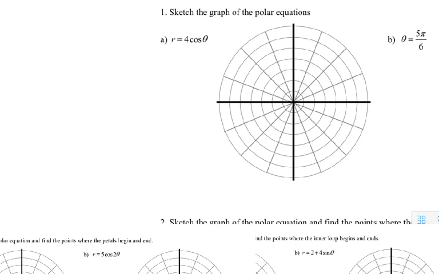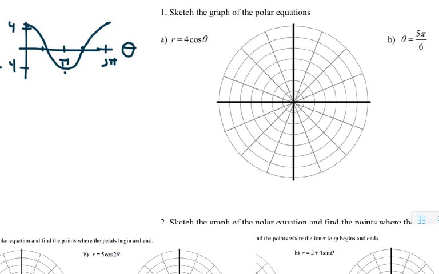Okay, so the first thing that I would do is actually graph the Cartesian equation for 4 cosine theta. We know the amplitude is 4. And the period is normal. The Cartesian period is normal, so we would go out to 2 pi. Cosine starts up and then goes down and then comes back up. Okay. So what I'm going to do, this is my theta and these are my r values.